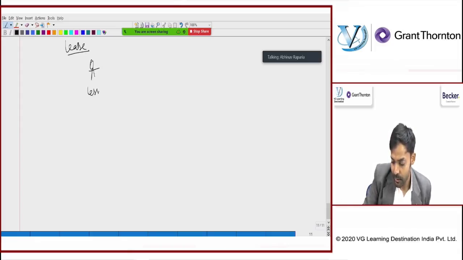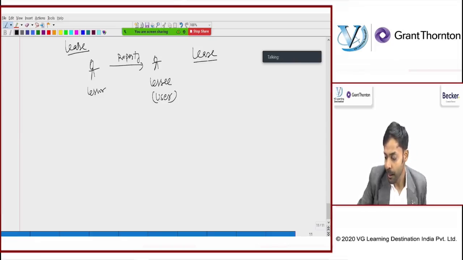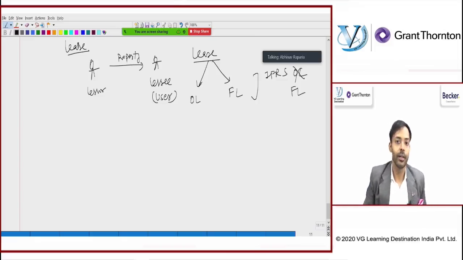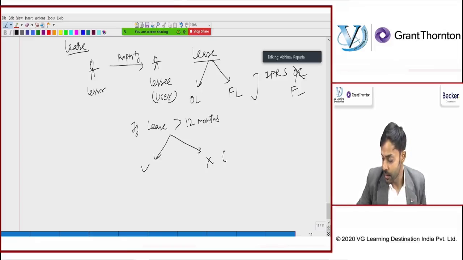So when the lessor gives the property to the lessee, the person who is a user, this arrangement is called a lease. A lease could be an operating lease or a finance lease. In IFRS, I understand that there is no operating lease, there is only finance lease, right? So when do you know whether it is an operating lease or a finance lease? If the lease is more than 12 months, this is the test you'll do. If yes, and if no, what do you mean by no? It is not less than, rather, it is less than or equal to 12 months, right?